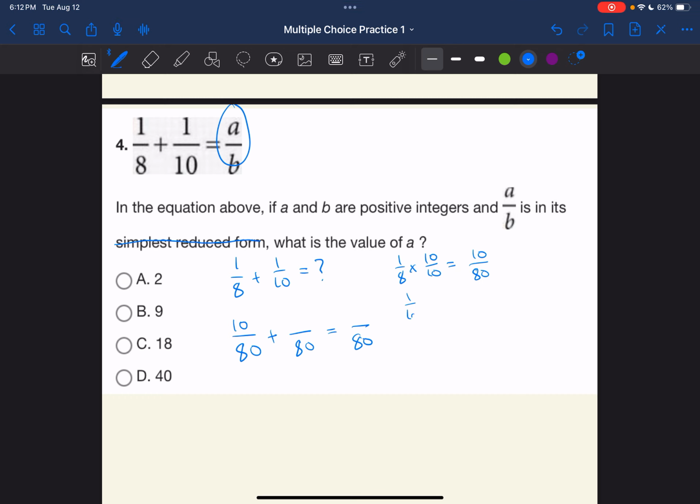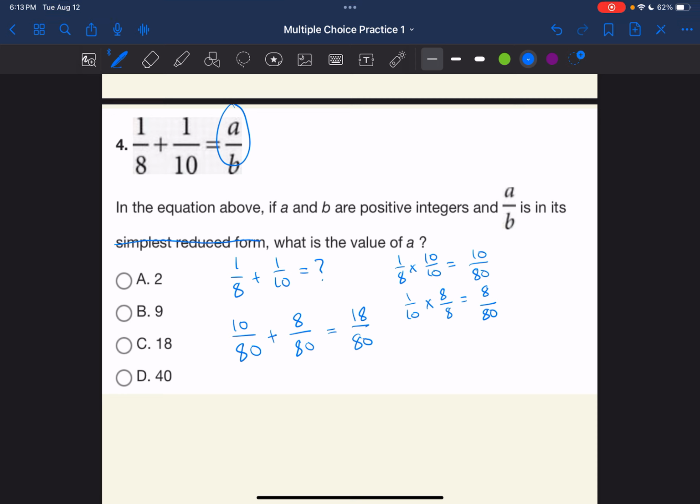And we'll do the same thing for 1/10. 1/10 on the bottom, you have to multiply it by 8 in order to get 80 as a denominator. So we're going to multiply it by 8 on top, which yields 8 over 80. Again, you're multiplying 8 over 8, which does equate to 1, because 8 divided by 8 equals 1. So therefore, you're not changing the value, you're just changing how it's written. 10 over 80 plus 8 over 80 is simple addition. You can just add across because the denominators are the same. So 10 plus 8 equals 18.